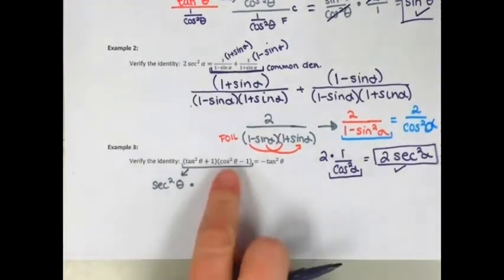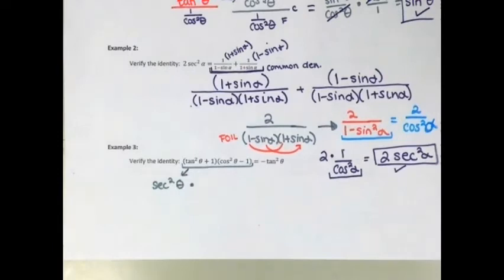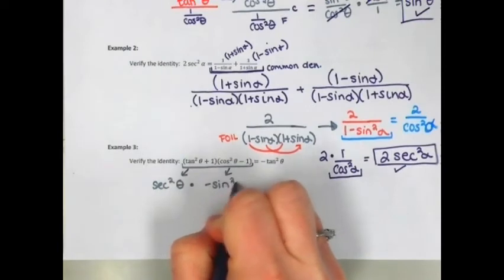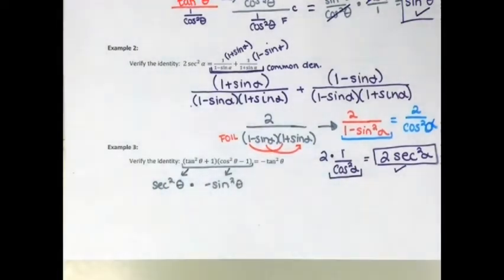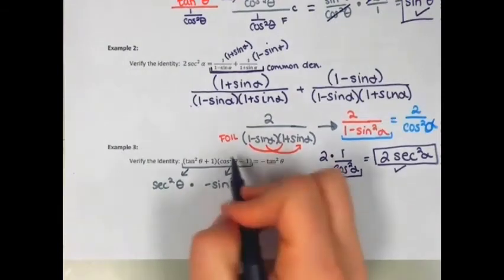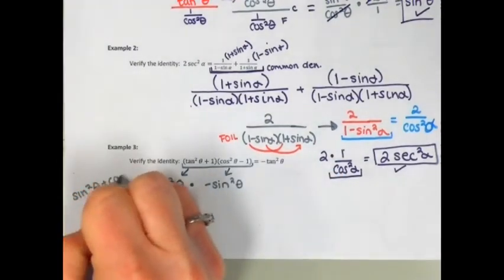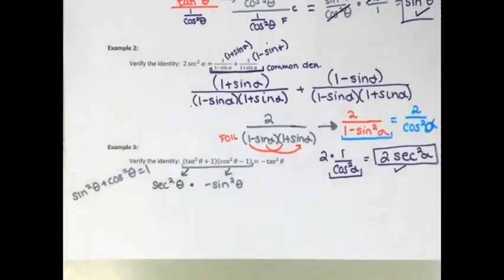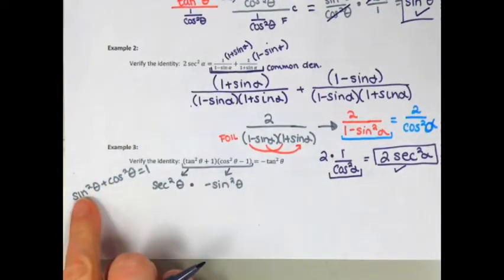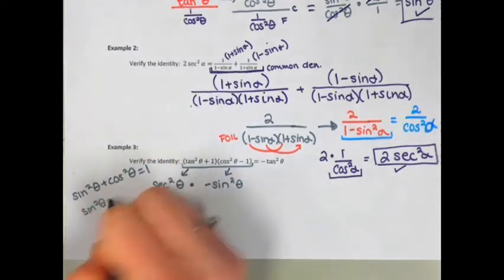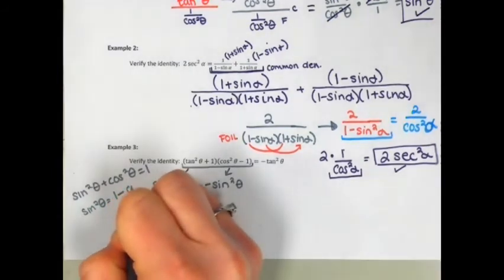Times. What about cosine squared theta minus 1? It is negative sine squared. Why is this one negative sine squared and not positive sine squared? Right, because normally we know that sine squared plus cosine squared theta equals 1. So if I'm looking at sine squared, I would subtract the cosine over, so I would have 1 minus. But what do you guys notice about that?